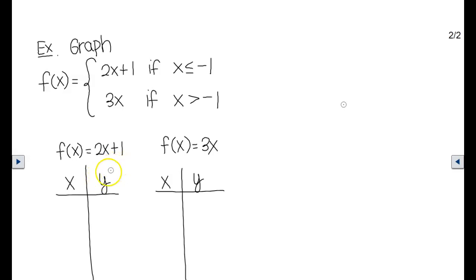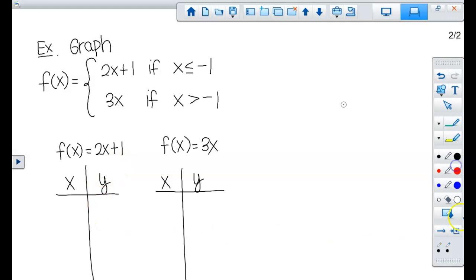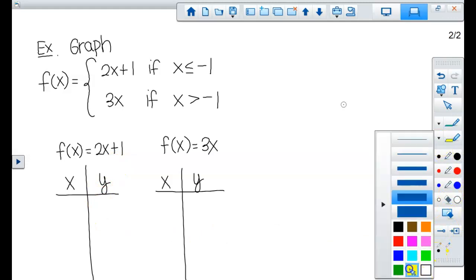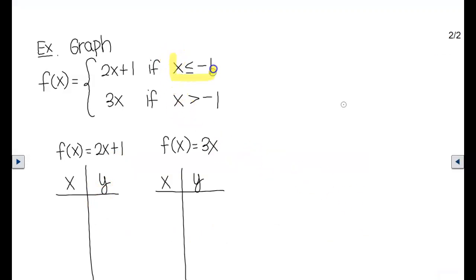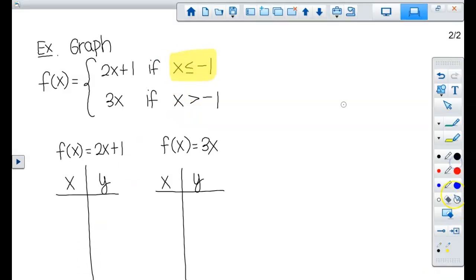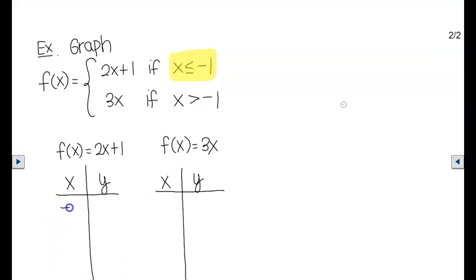When I go to graph this, the most important thing is that I stick to the domain that I was given. So for 2x plus 1, here's what I know about x values. X values have to be less than or equal to negative 1. Now I want you to notice, negative 1 is a pretty important number here. So negative 1 has to be in your table. That one you don't get a choice on. Negative 1 has to be in your table because it's specifically mentioned in the domain. So that one you have to do.